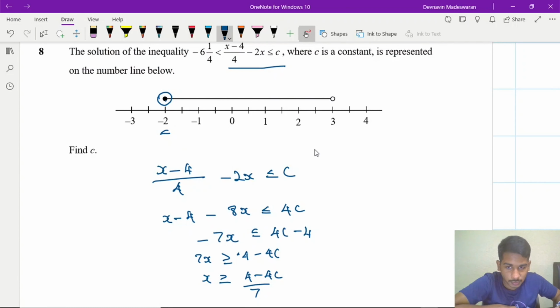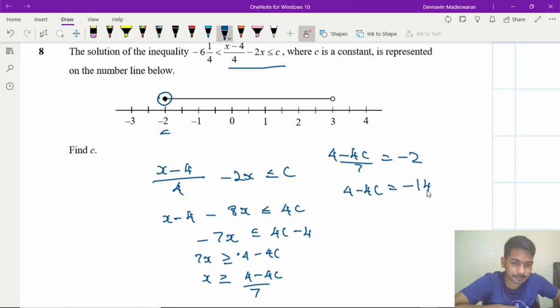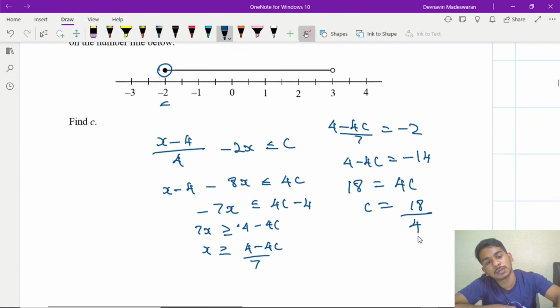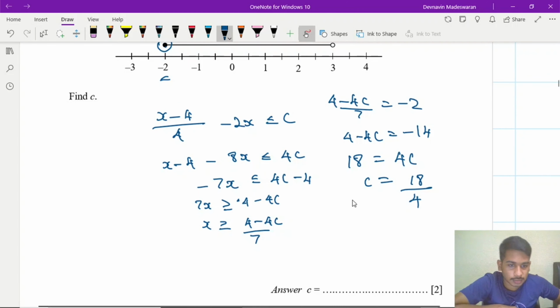So x is greater than or equal to -2. So 4 minus 4c over 7 is equal to -2. So 4 minus 4c is equal to -14. And then let the c go there, let the 14 go here. So 14 plus 4 is going to be 18, and 4c, and c is going to be 18 over 4, which is 9 over 2, which is going to be 4.5.